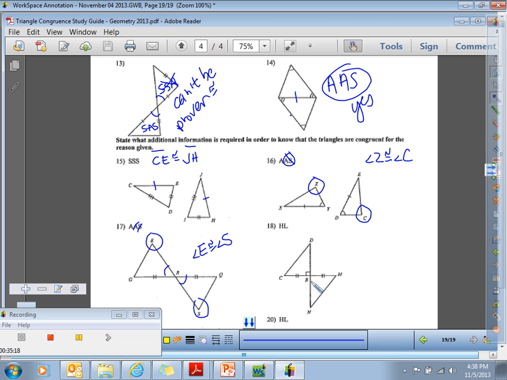Hypotenuse leg. I have the two right angles already. I have one leg here, but I don't have the hypotenuse. Remember, the right angle points to the hypotenuse. So I need this to be congruent to this, which would be DC should be congruent to segment NM.